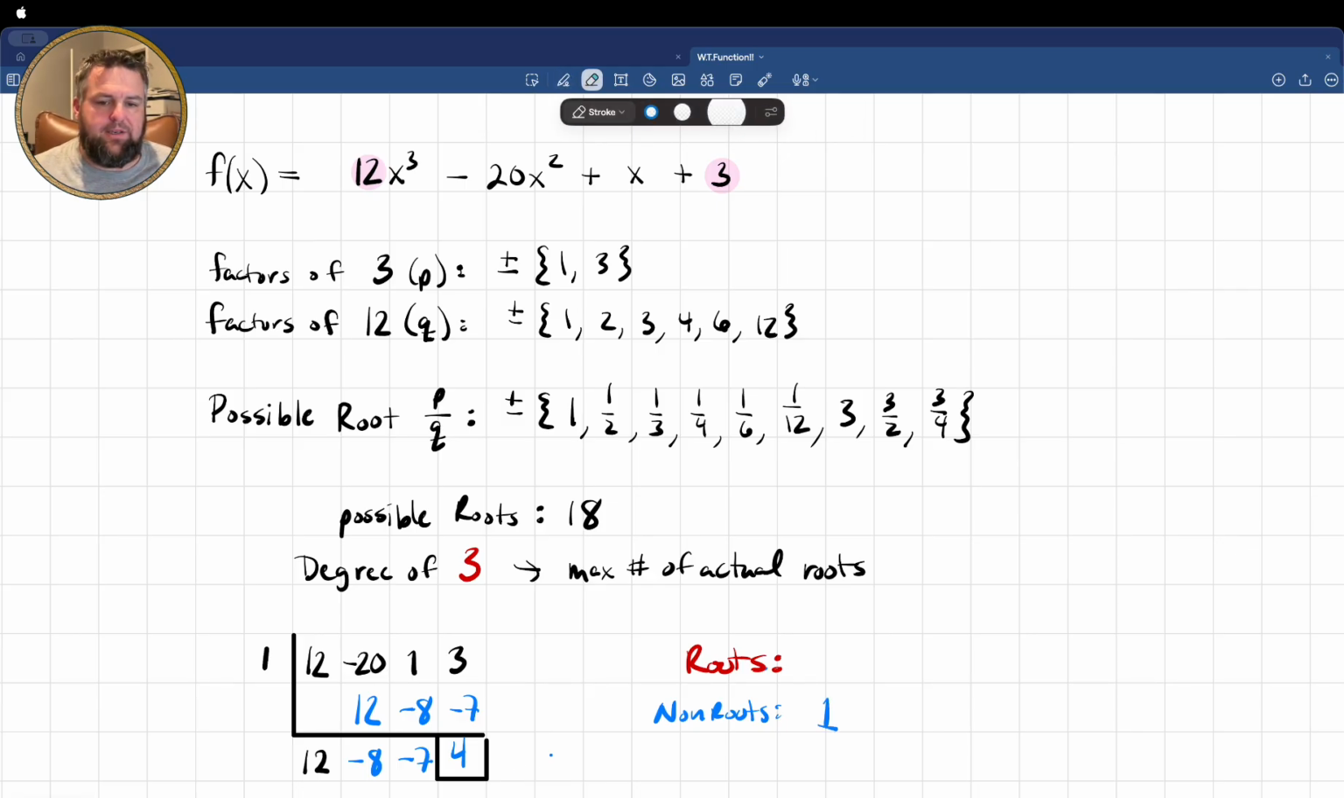So now let's test negative 1. So negative 1, we get negative 12. That's negative 32. That's 32. That's 33. It's negative 33 and 30, negative 30. So you can see that positive and negative 1 are not roots. So let's try another. Let's check the next one here. We're going to do 1/2.